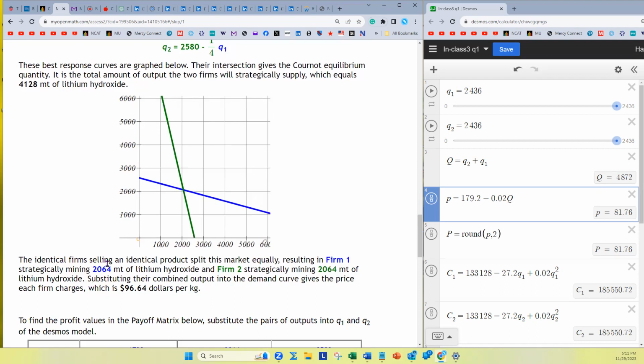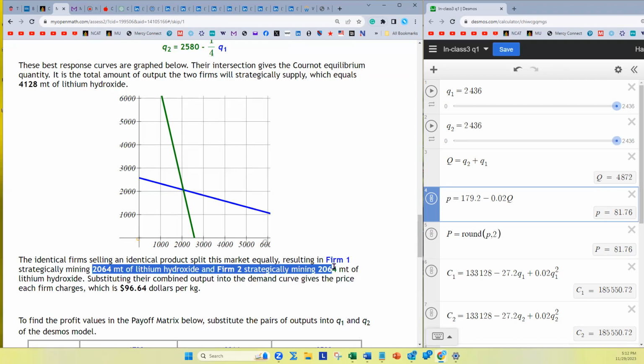Now, the identical firms selling an identical product split this market equally, and that's just because they're identical, right? Resulting in firm one producing 2,064 metric tons and firm two producing 2,064 metric tons, right? They end up at this point, right?